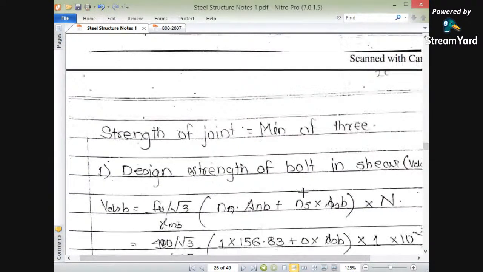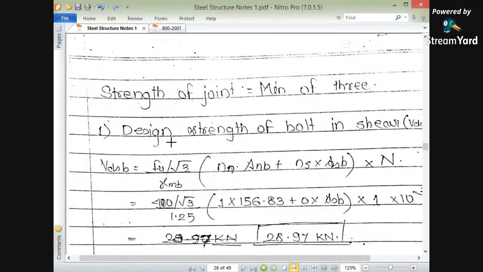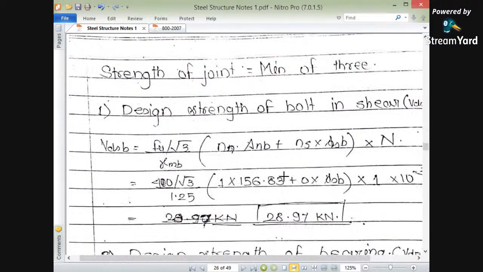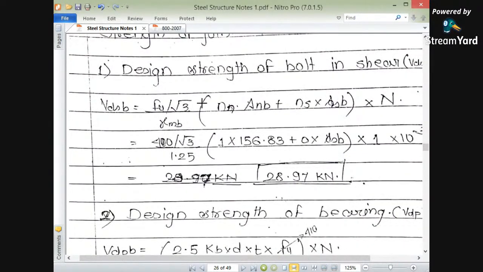The strength of the joint is the minimum of three values: the design strength of the bolt in shear, the design strength of the bolt in bearing, and in tension. This formula has been taken directly from IS 800 2007, page number 75: FU divided by square root of 3 gamma MB, into NN ANB plus NS ASB. Here we are considering NS as 0, with no shank area, only the threaded area, and we are considering single shear.